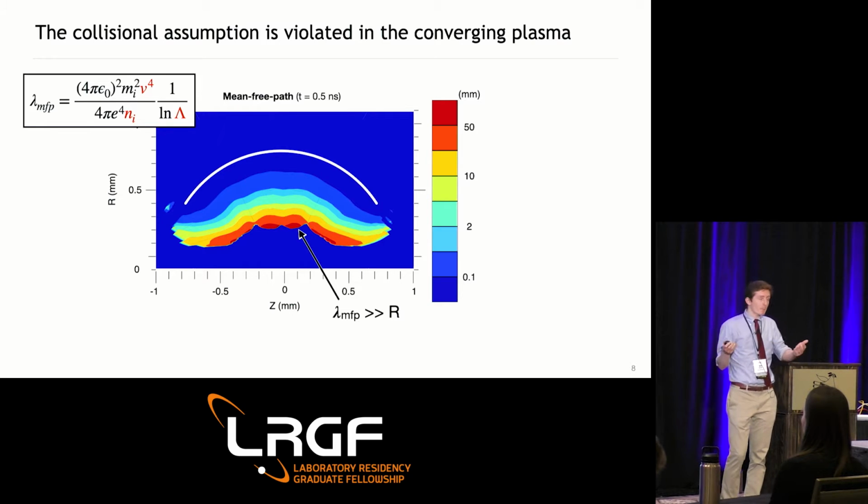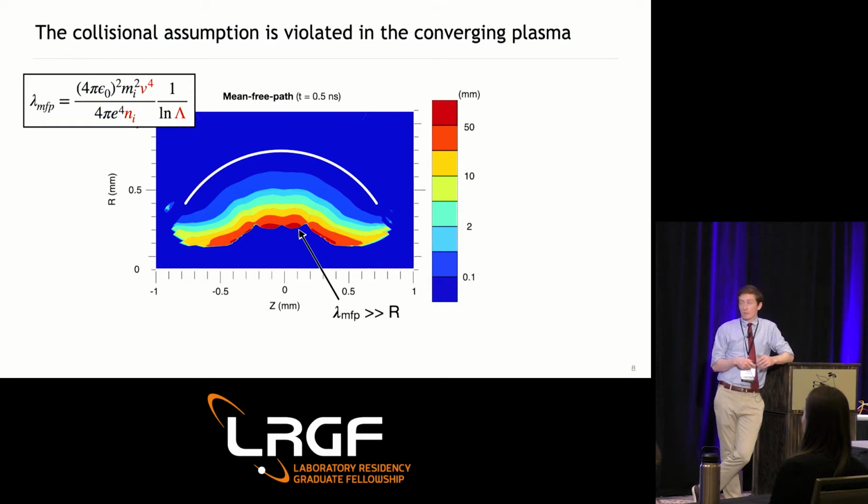Using density and velocity data from these fluid simulations, you can come up with an estimate of what the mean free path is everywhere in the plasma. And you can see that as you have this jet coming off, at the very tip of this jet, you have very fast, low-density plasma that's moving in, and you get a mean free path that's much, much larger than the scale length of the target itself.